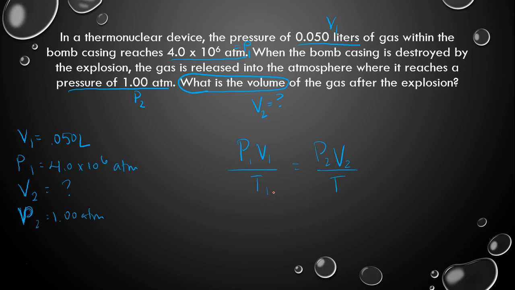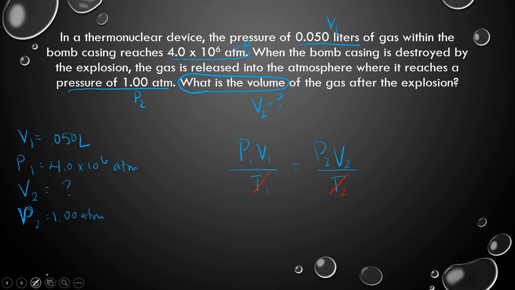Well, if you are missing part of the combined gas law, what you're going to assume is that it stays the same. So if I don't have T, we're assuming the temperature doesn't change, we can simply take it out. We can just pretend that it's not there, and we're just going to plug things into P1V1 equals P2V2.